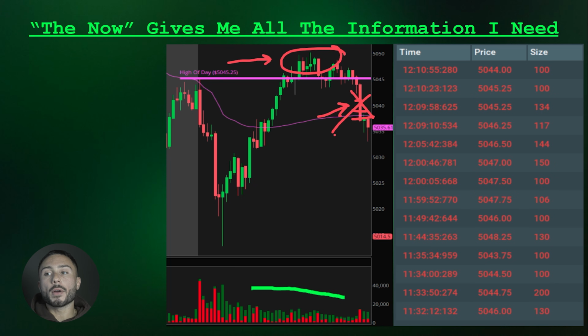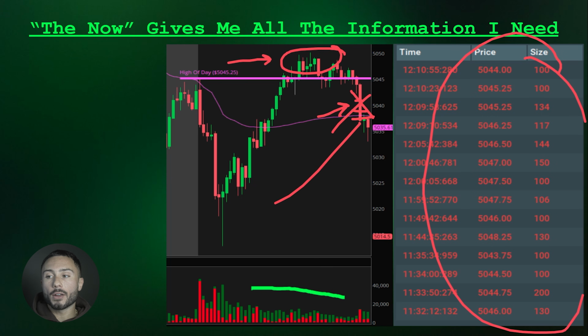And this is what the now gives me. When I see this activity, I'm acting upon it. I'm not waiting for the market to move already. I want to get in before the move. That way I'm in before the move, which maximizes my reward and minimizes my risk. And this is how I trade. And this is the basis to this order flow series.